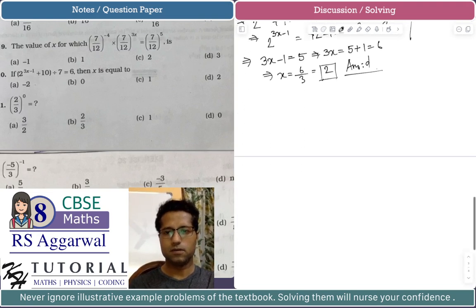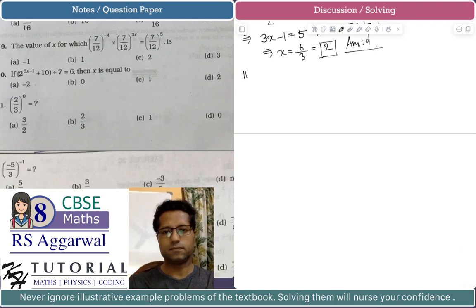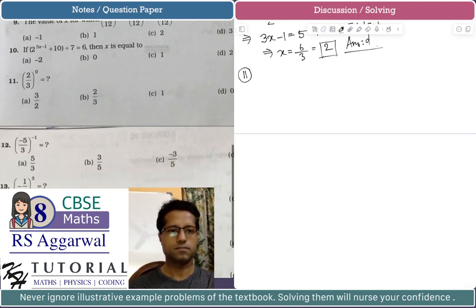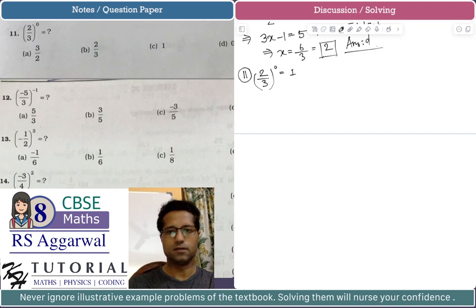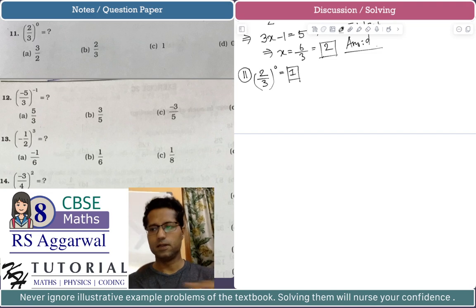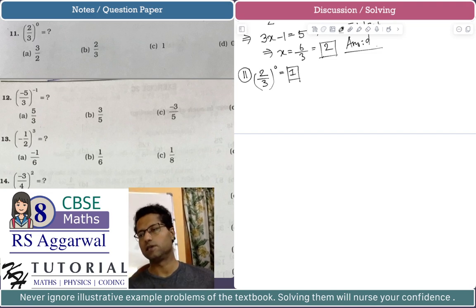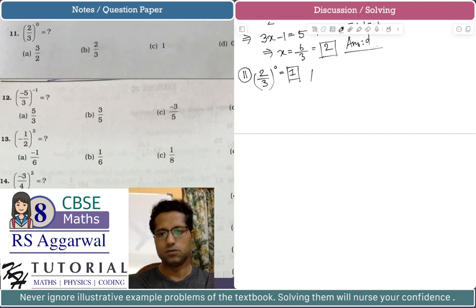Okay, let's solve problem number 11. It is pretty straightforward, very simple. You know that any non-zero rational number raised to the power 0 is always equal to 1. So any number in exponential form where the base is a non-zero rational number and the power is 0 will always be 1. So the correct choice is C.